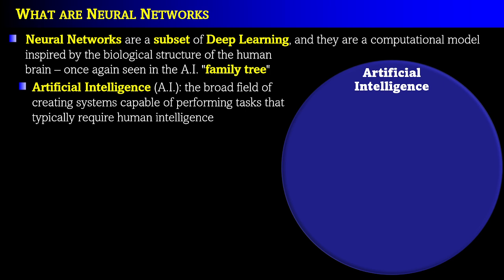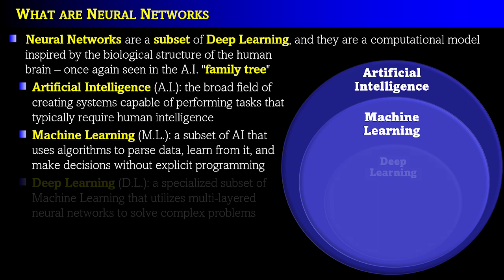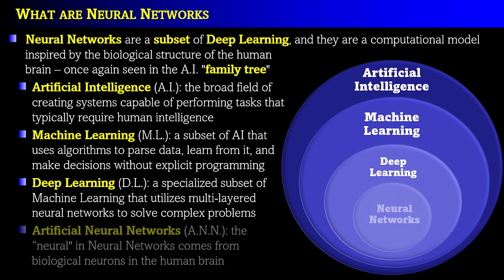So if artificial intelligence is the broad field of creating systems capable of performing tasks that typically require human intelligence, and machine learning is a subset of artificial intelligence that uses algorithms to parse data, learn from it, and make decisions without explicit programming, and deep learning, which we looked at last time, is a specialized subset of machine learning that utilizes the multi-layer neural network to solve complex problems.